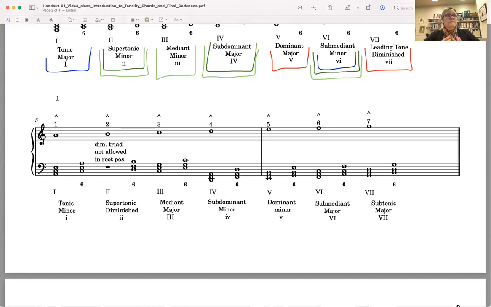So let's start again. In minor, it's very similar to major. Let's start with the tonics. Our tonics, I'm going to put in blue. It's exactly the same, right? So we always begin and end on the tonic minor. Of course, in minor, we can sometimes end on the tonic major, right?